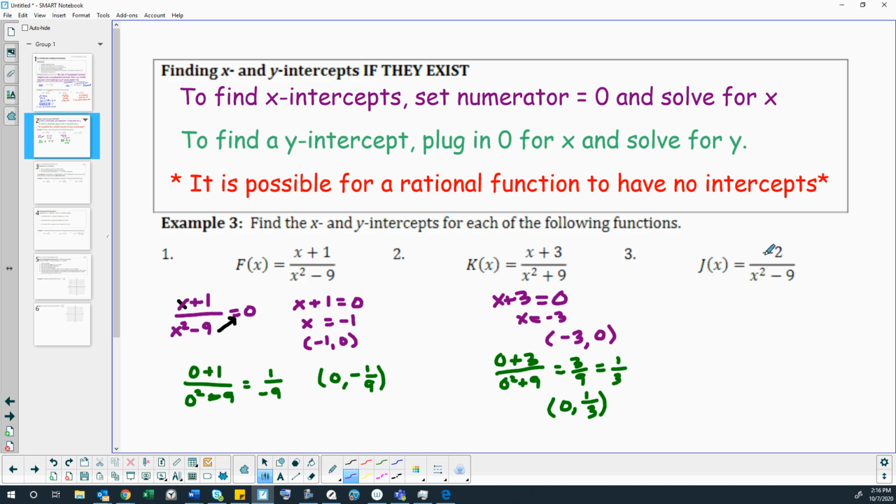Okay, next. We're going to take -2, which is our numerator, and set it equal to 0. Well, that's impossible. So that means there is no x-intercept. Then we're going to take the entire expression and throw a 0 in place of x. So we'll have -2 over 0 squared minus 9, which gives us -2 over -9, which gives us 2/9. So there is a y-intercept at (0, 2/9).